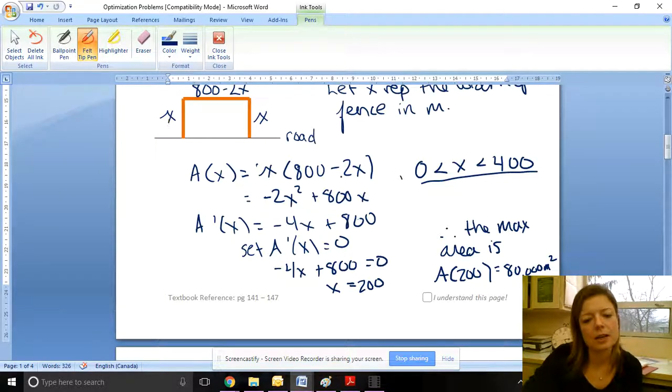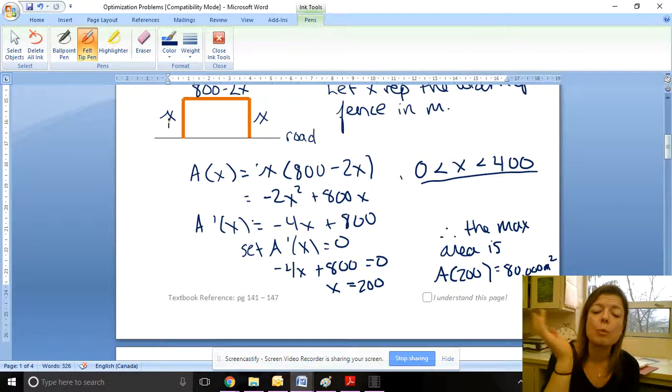Because this is just a quadratic function which relates the width to the area. So the maximum is going to occur when the slope of the tangent is 0. You have a horizontal tangent because that's when it turns back down. And so that's why doing this calculus works.